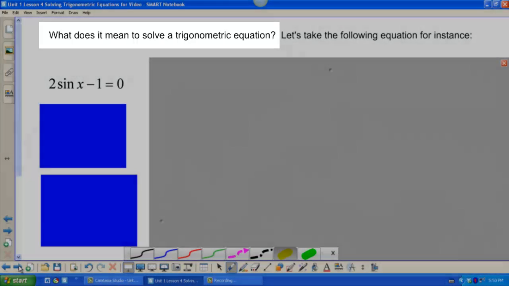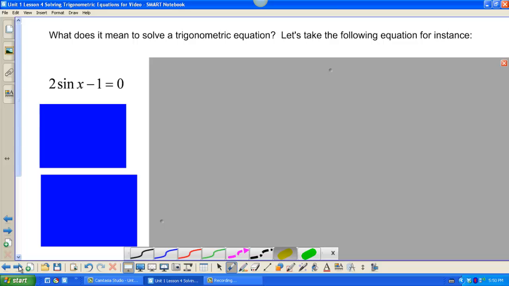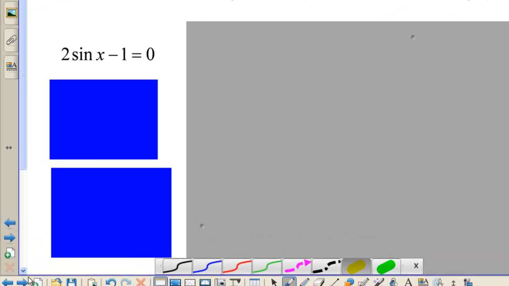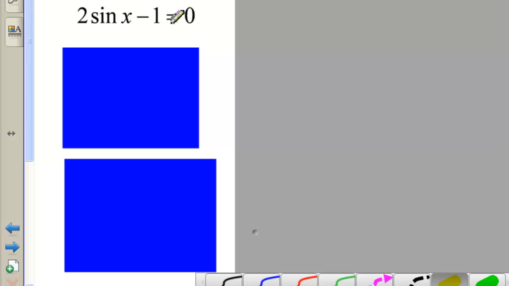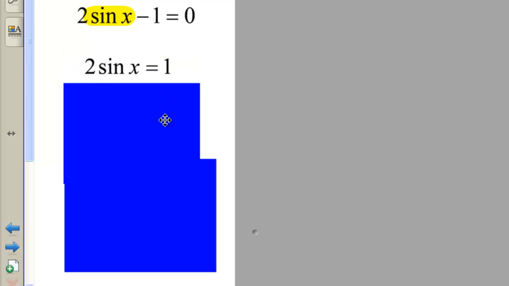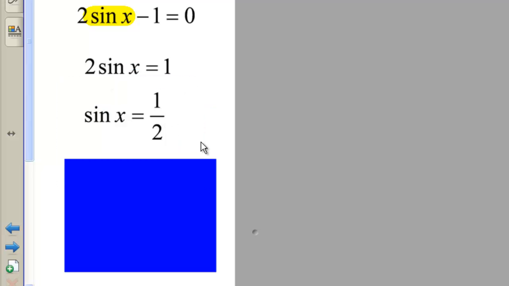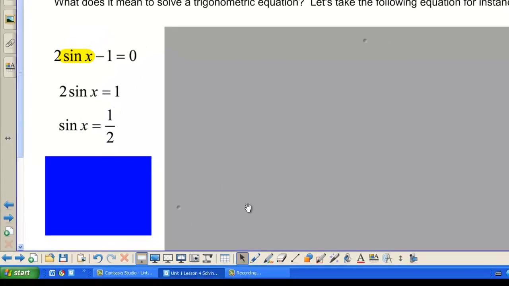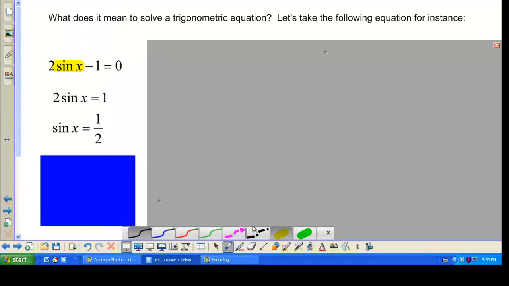You're just going to take the algebra skills that you have learned throughout your career, and you're just going to apply them in a new context. We're always trying to solve for x. Now we are trying to solve for the sine of x. We need to isolate that. So using our algebra skills, I'm going to add 1 to both sides, and that gives me 2 sine x equals 1. And then I'm going to divide both sides by 2 and get the sine of x is equal to 1/2. So now I have isolated the sine of x.